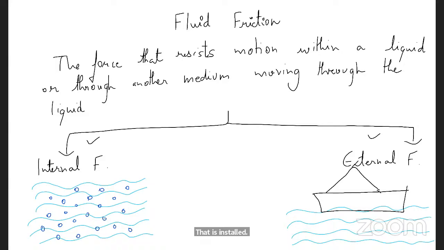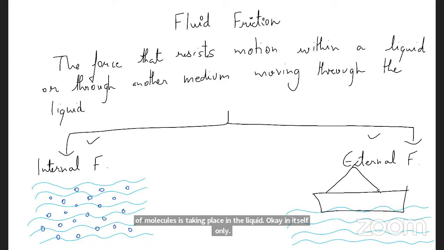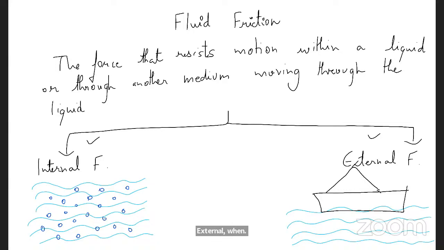Internal friction is when the interaction of molecules is taking place in the liquid itself only. External is when some interaction of liquid is taking place with an external body. Okay. Hope this part is clear to you all.